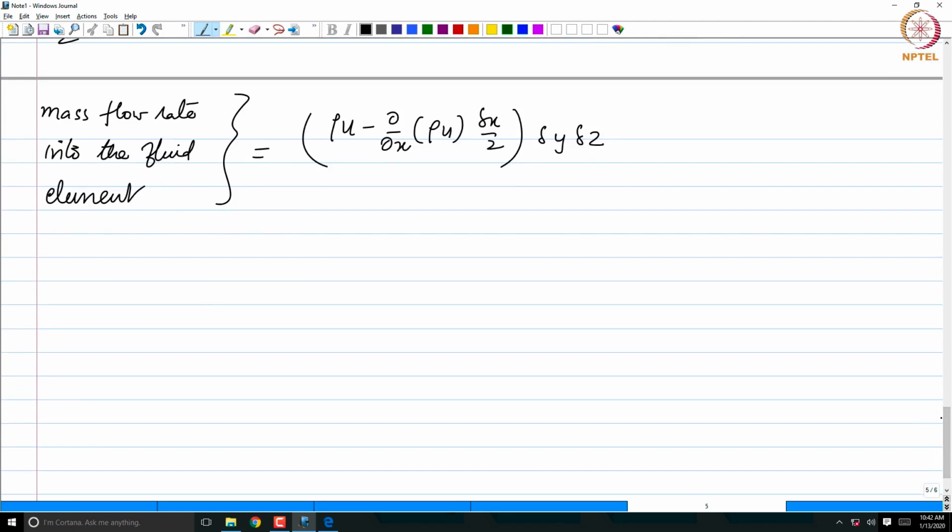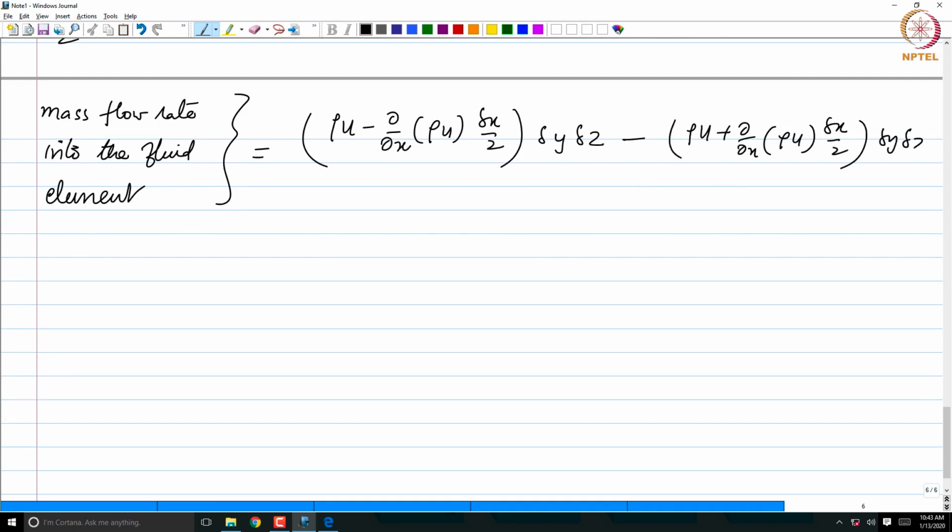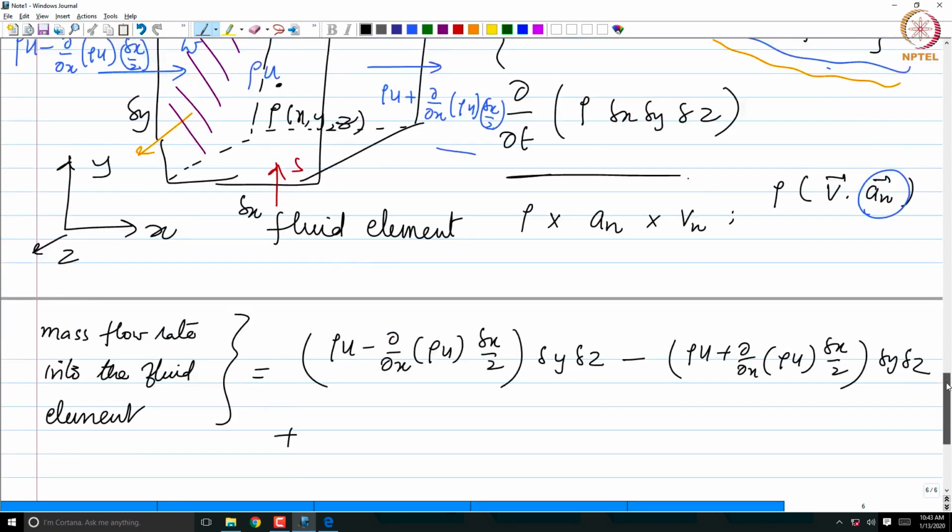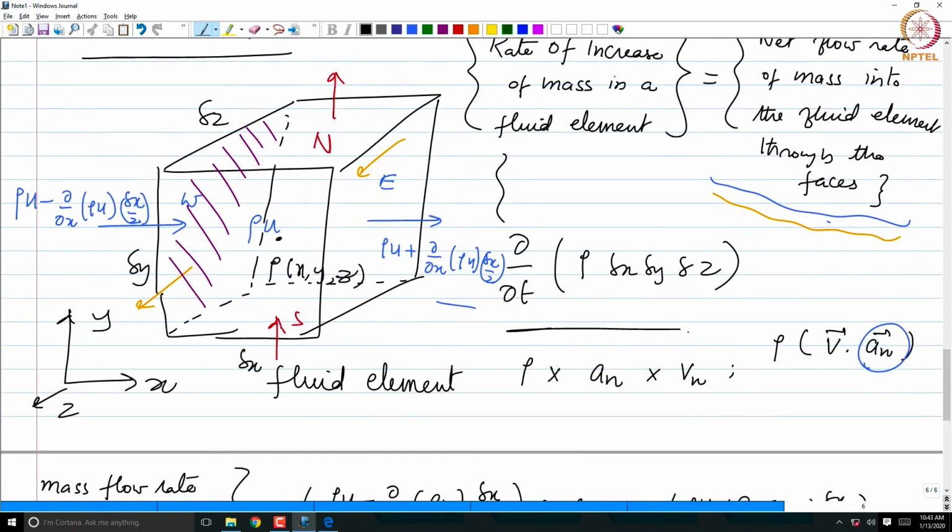All right. And what about the mass that is leaving through the east phase? That will be with a minus. So then you have rho U plus partial x of rho U times delta x by 2 times delta y delta z. That will be the same thing we have. Is that all? No, we have all the 6 phases, so we have to add plus. What will be the mass flow rate entering through the south phase?